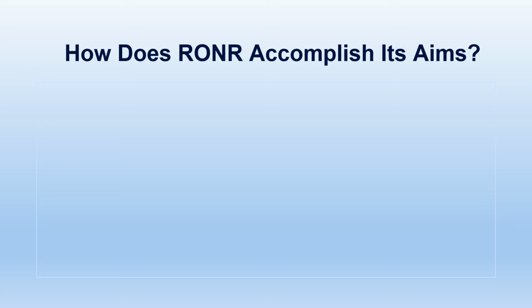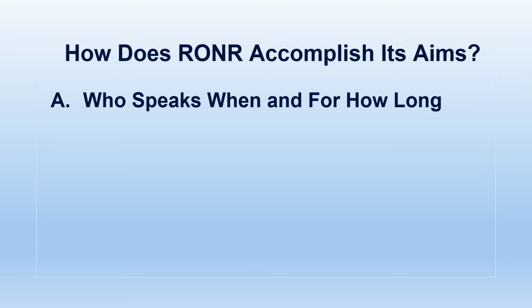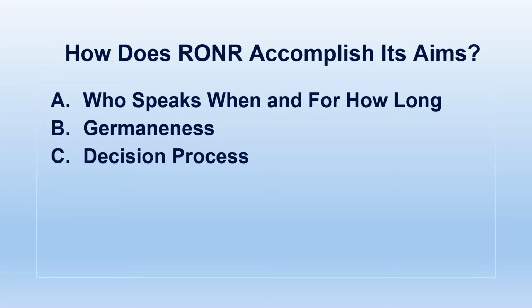So how does RO&R accomplish its aims? Who speaks when and for how long? By having rules concerning order and length of speech, the rules help to avoid people talking over each other or speaking too long. Germaneness is a significant consideration, and it involves keeping discussions focused on the topic at hand. By keeping discussions focused and not drifting, organizations can make decisions more quickly. Finally, having a clear decision process allows for matters to be dispensed with rather than going around and around indefinitely.